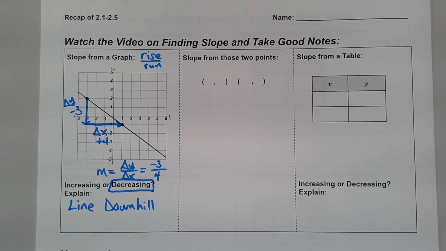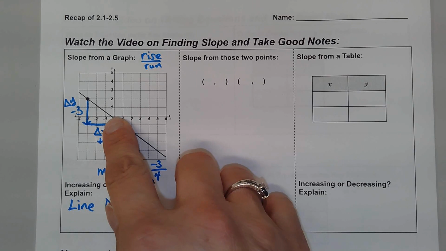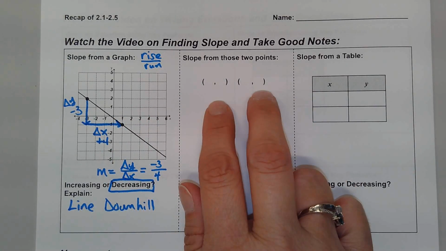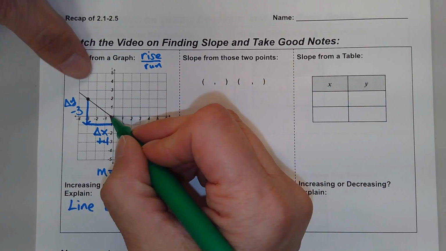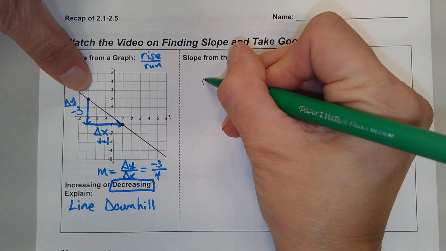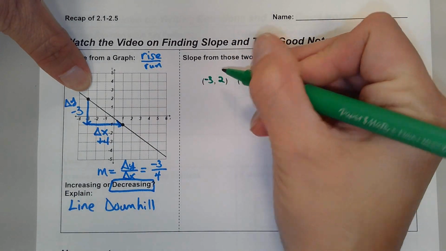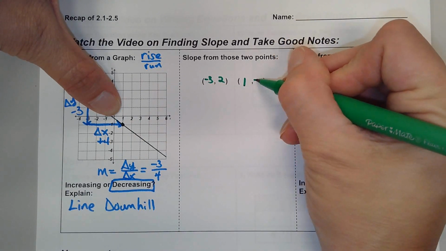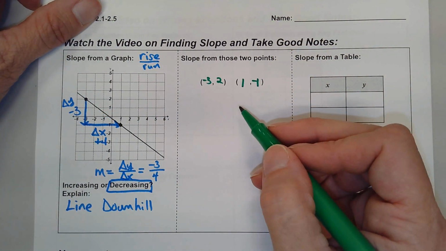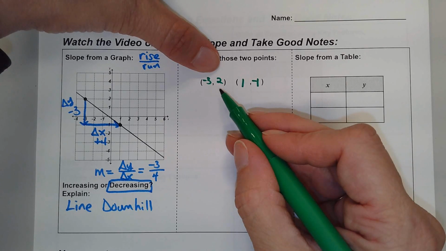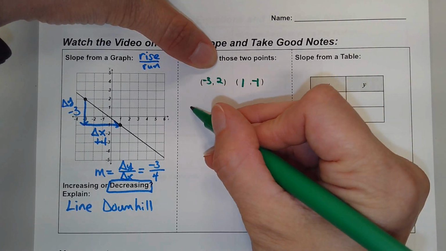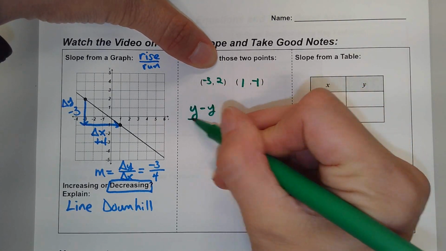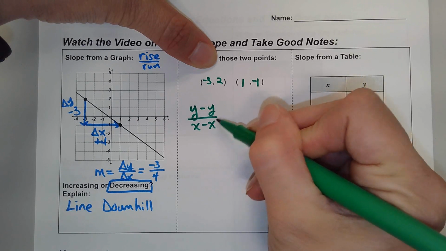Now we can also take these points, okay? Sometimes it's given to you in point form. For example, -3, 2 is this first point. This point right here is 1, -1. So another strategy or another technique would be to take these and use that formula, which is y minus y divided by x minus x.